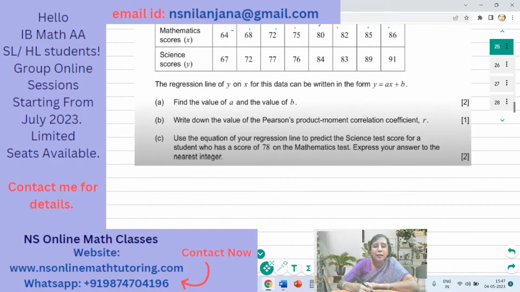They are saying the regression line of y on x for this data can be written in the form y equals a plus b x. Subpart A says find the value of a and the value of b. Okay, a will be the gradient of the line and b will be the y-intercept. So we have to find the two values. We will of course be using the calculator. So let us first of all input this data.